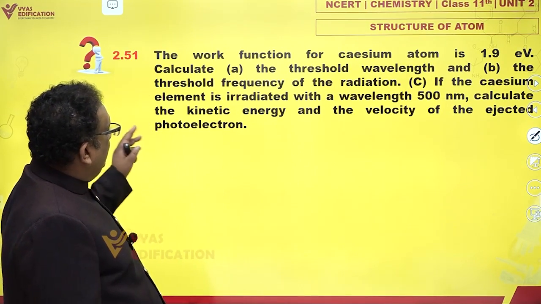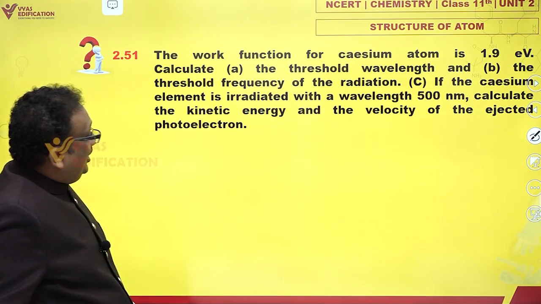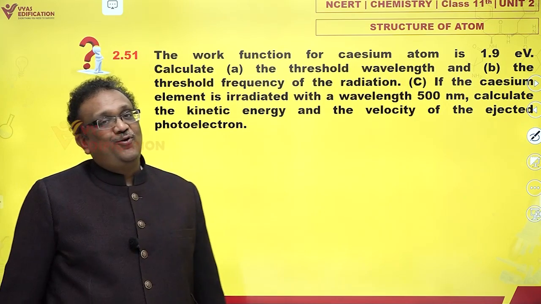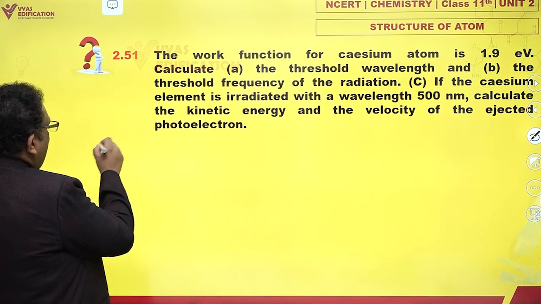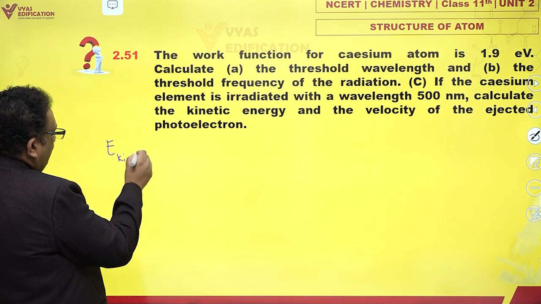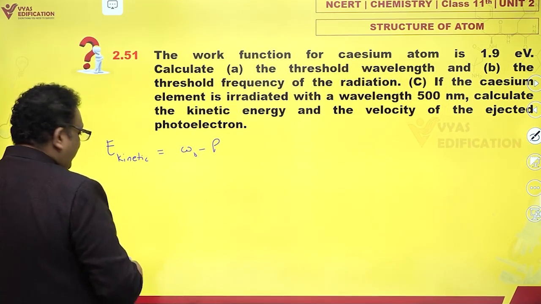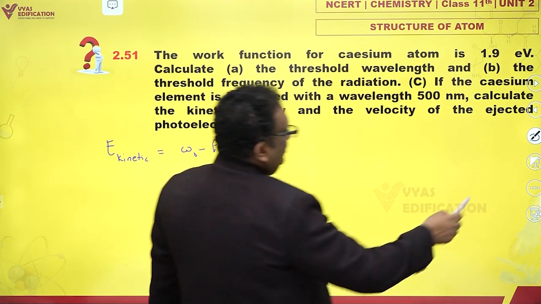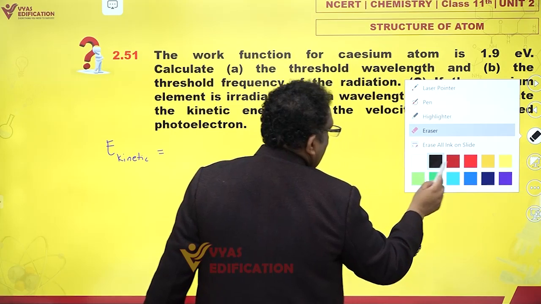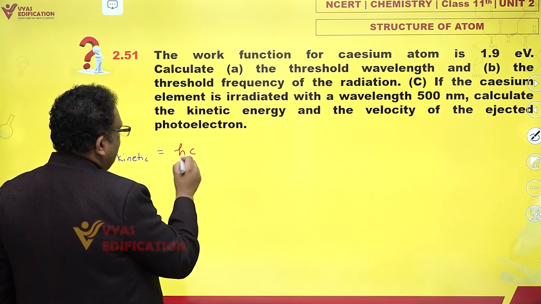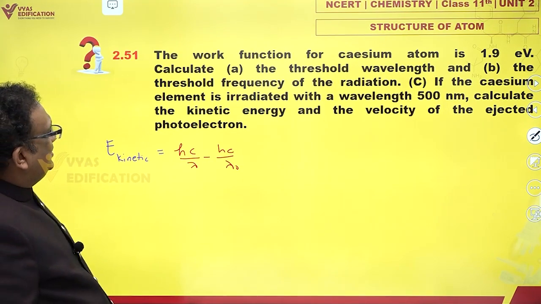And then it says if a cesium element is irradiated with a wavelength of 500 nanometers, calculate the kinetic energy and the velocity of ejected photoelectrons. More work. How do we do this? KE max is the energy of incident radiation minus the work function. So, what is the energy of incident radiation? Let's find out. It is hc by lambda minus hc by lambda naught, something along those lines, right?